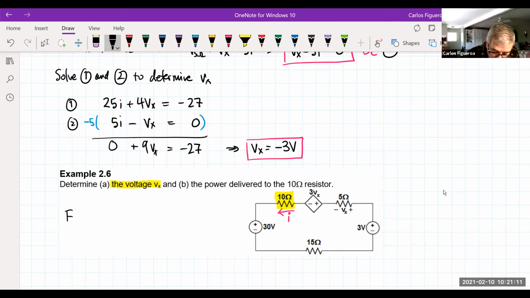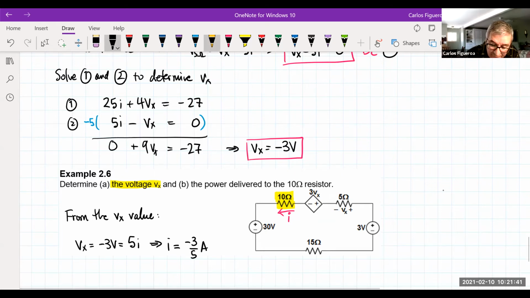From the Vx value, we see that Vx was equal to minus 3 volts, but that should have been 5 times I from Ohm's law. So this tells me that the current in the circuit is actually going in the opposite direction, which is going to be this now. So now I know the current in the circuit.